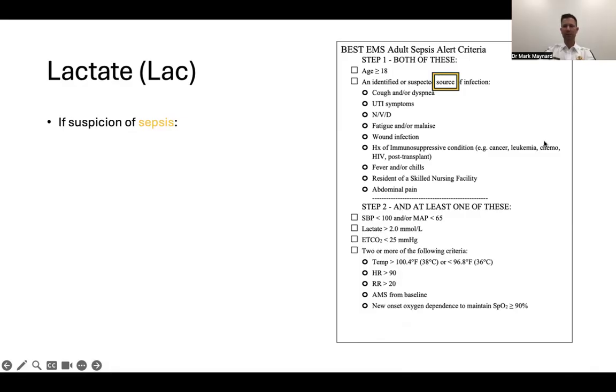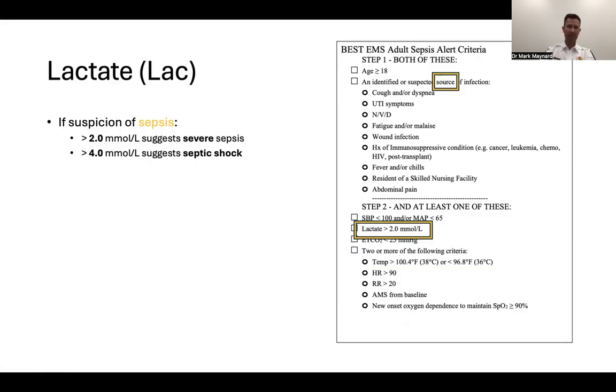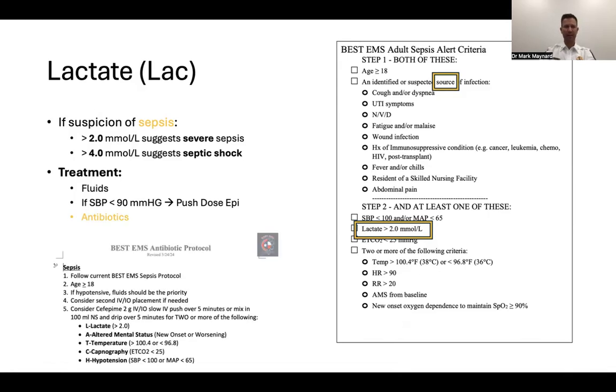And then step two, one of the criteria is, is the lactate elevated? So how elevated? Well, greater than 2.0 millimoles per liter. That would indicate severe sepsis. If it was greater than 4.0, that might indicate septic shock. So what would be the treatment if we have a patient who has sepsis? Well, of course, we're going to give fluids and we're going to give push dose epi if our blood pressure gets too low. And then we're going to consider giving antibiotics.